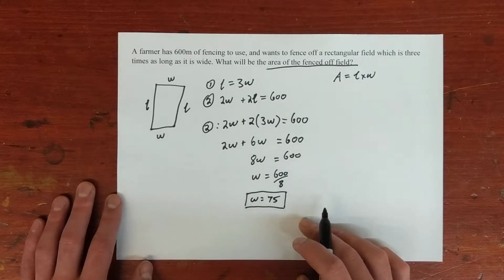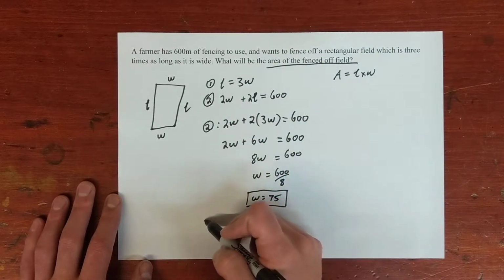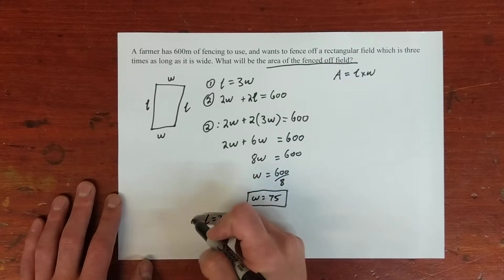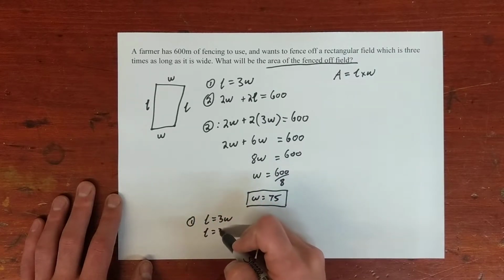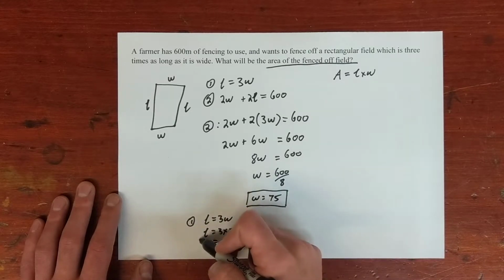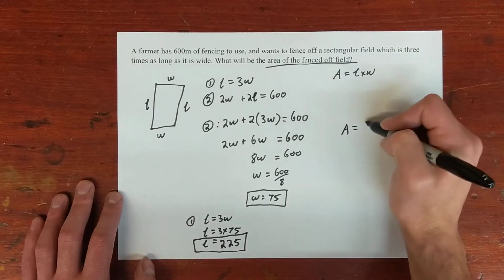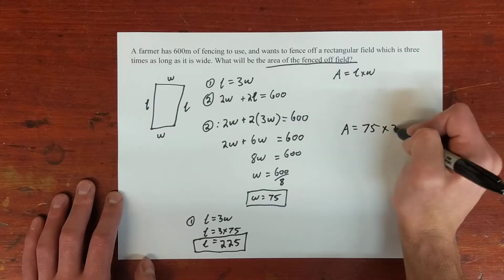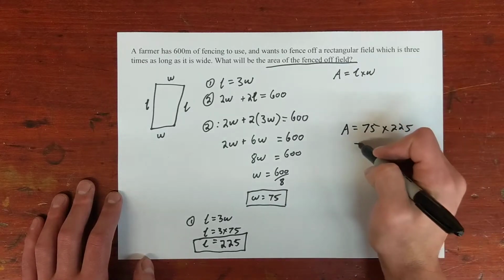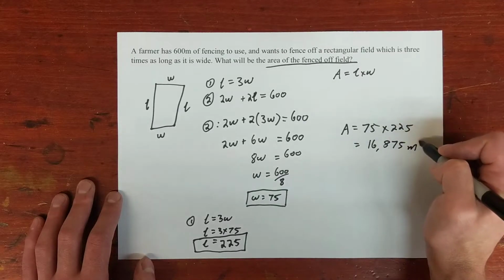My last step to solve the simultaneous equations is to substitute that back into one of my equations to solve for L. So if L equals 3W, that was equation 1, that means that L equals 3 times 75, which equals 225. So now I know my values for L and for W. L is 225 meters and W is 75 meters, so the area equals 75 times 225, and that would equal 16,875 meters squared.